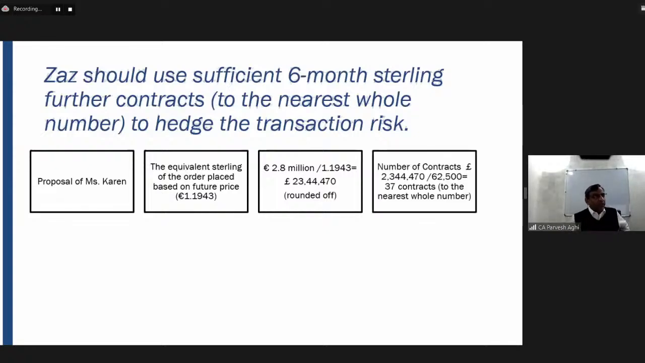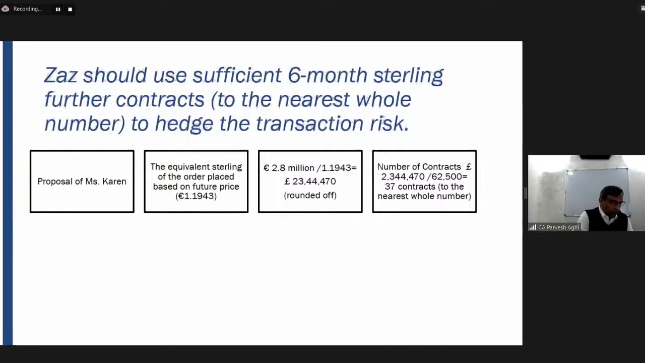So now we will calculate the number of contracts. How many contracts are required? We know that the total exposure is 23,44,417 pounds, and each contract size is 62,500 pounds. So we divide this by 62,500, and we get 37 contracts to the nearest whole number.